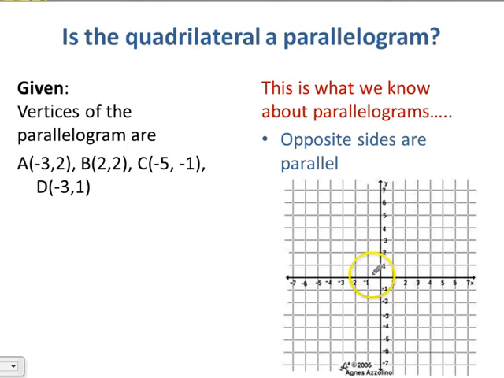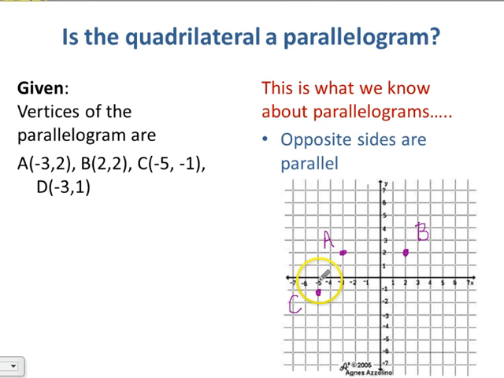So the first step is let's plot all of our points. So we've got point A at -3, 2. So I'm going to go ahead and plot that and label that point A. Point B is at 2, 2. I'm going to go ahead and plot that. C is at -5, -1. Plot that, label that point, and the last point is at -3, 1. Did I get all those right? -5, -1, 2, 2, -3, 1. That one, something's wrong. That's not the right last point there.